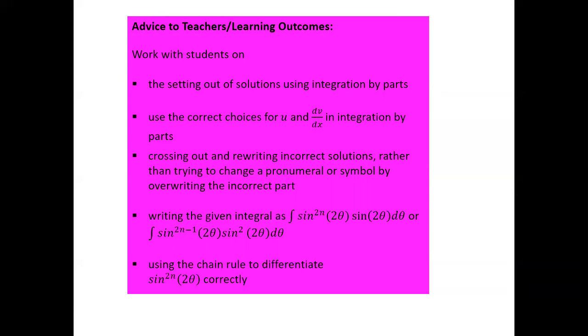Also, the other thing is crossing out and rewriting incorrect solutions, right? Rather than trying to change a numeral or symbol by overwriting on the incorrect one. So it's better to cross out and redo it, because by just changing the numeral and the symbol on top of it, it's difficult to read and understand what they're trying to write. It's really messy.